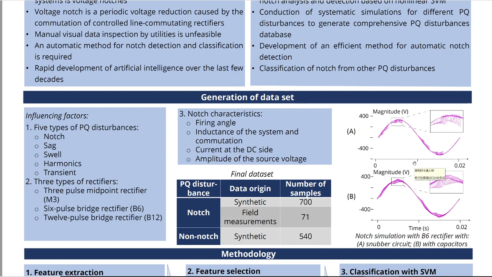This figure is an example for the simulation data. The first is a waveform of notches from a snubber circuit, and the second figure is notches with capacitor banks. We can see they are much different from each other.